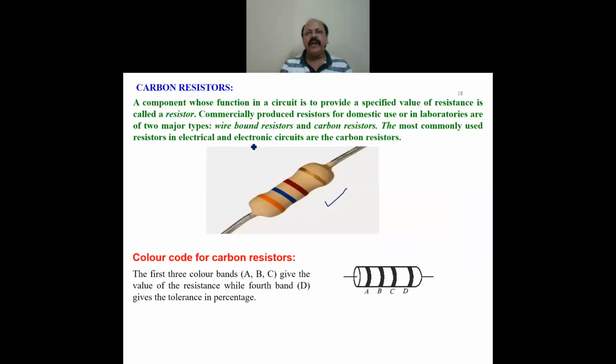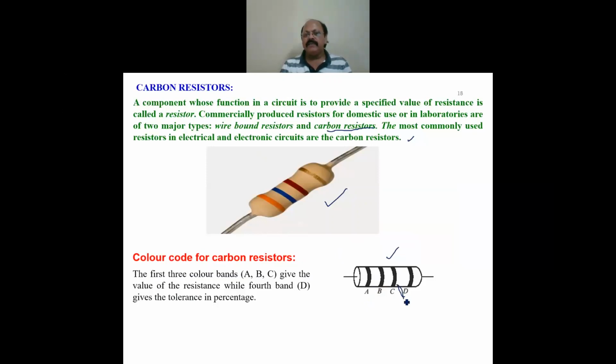Basically, there are two types of resistors, wire wound resistors and carbon resistors. But generally we use only carbon resistors in electronic circuits. How can we determine the value of a carbon resistor? For that purpose you see this diagram. Here we marked the letters A, B, C, D.